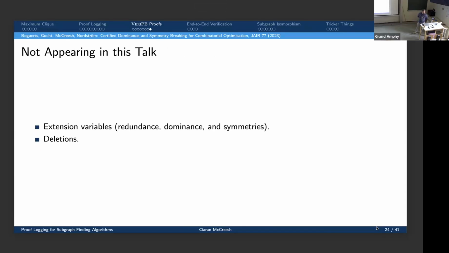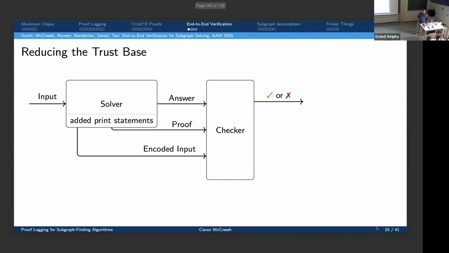Okay, not appearing in this talk, extension variables and deletions, which are the other two key features of VeriPB. End-to-end verification, we will hear more about this tomorrow. We were cheating. We were letting the solver tell us what the clique problem is. In the case of clique, this doesn't really matter. For some of the other problems we look at, the encoding is a bit less obvious.